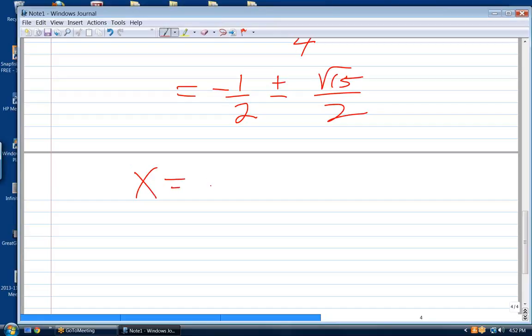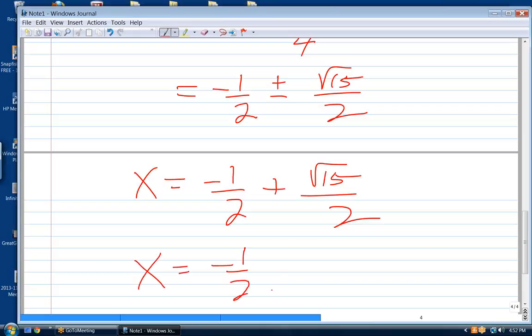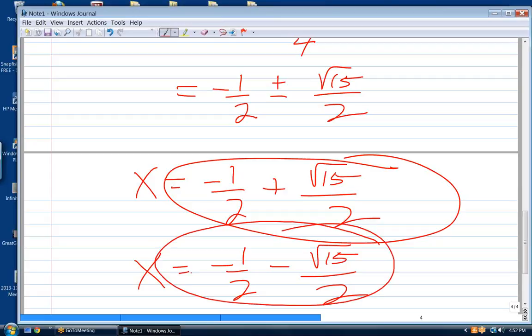So the best way to express this answer is not to convert root 15 to a decimal, but the proper way to show this answer is x equals minus 1/2 plus root 15 over 2, or x equals minus 1/2 minus root 15 over 2. So that's one answer. That's a second answer. Okay.